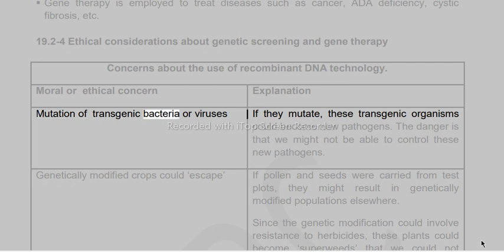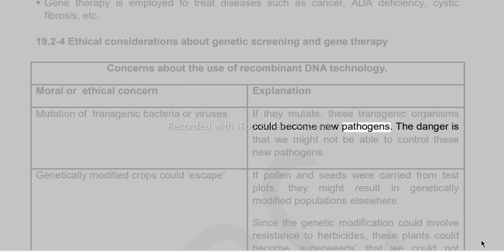Mutation of transgenic bacteria or viruses. If they mutate, these transgenic organisms could become new pathogens. The danger is that we might not be able to control these new pathogens.